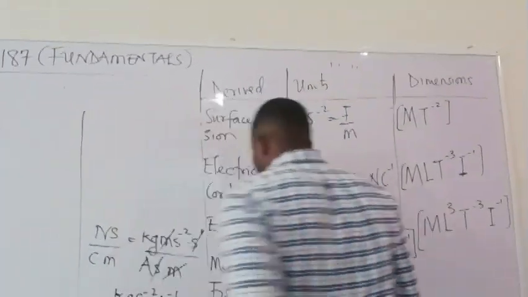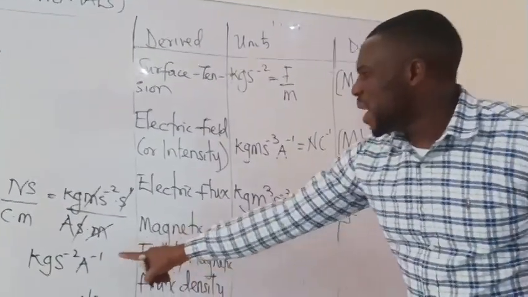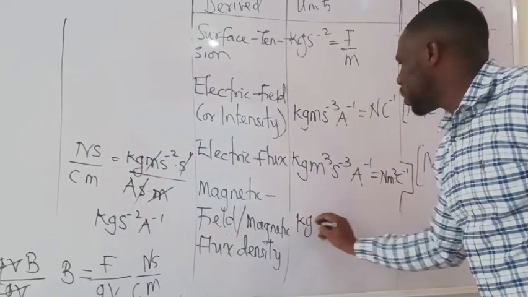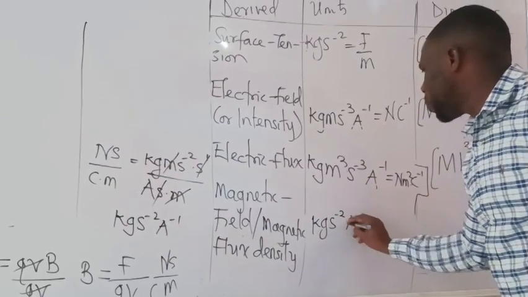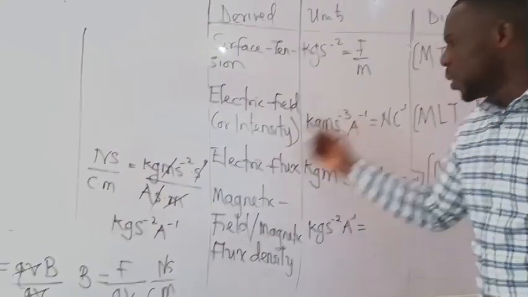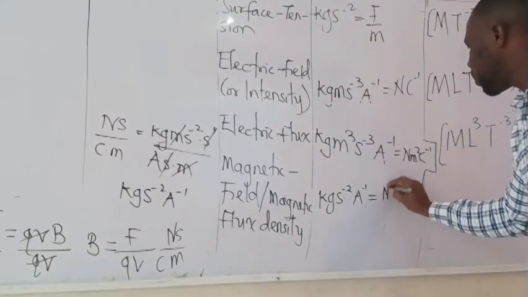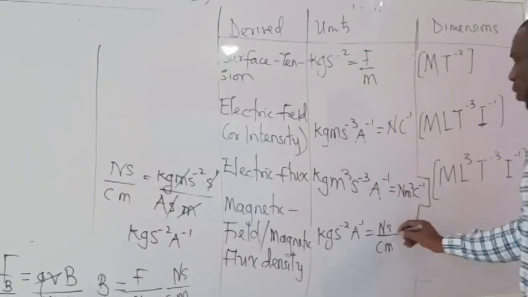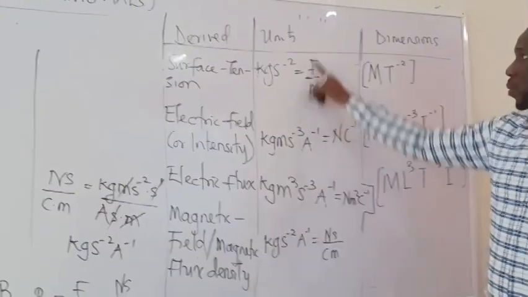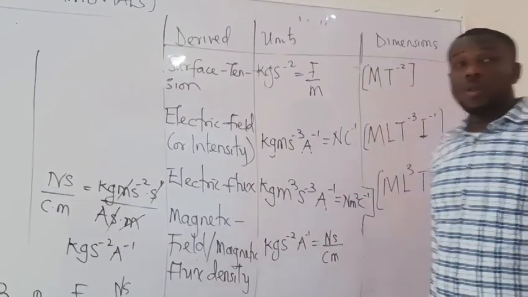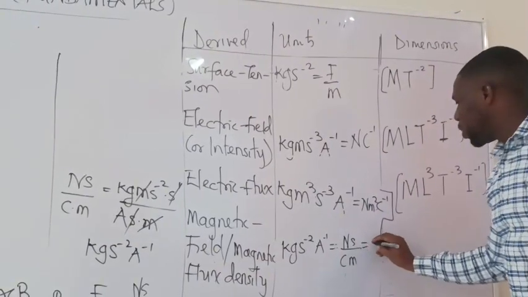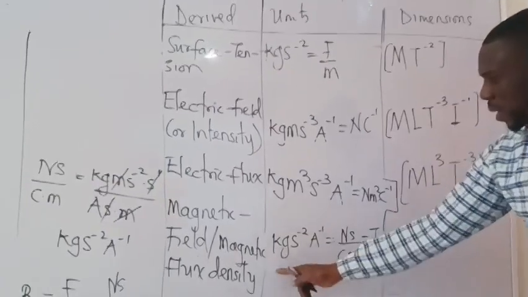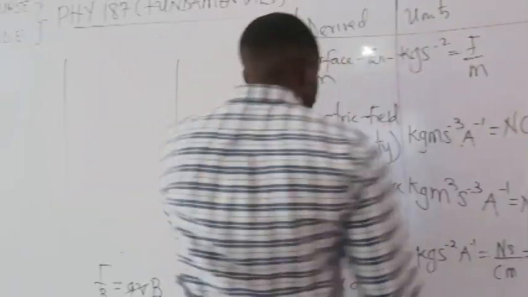So magnetic field or magnetic flux density, when expressed in its SI unit equivalent, is kilogram second raised to power minus 2 per ampere, or like we've seen here, it is Newton second per coulomb per meter. And of course, nobody uses any of this to represent the unit for magnetic field or flux density. Rather, we use the unit Tesla. So 1 Tesla would give you one of these unit equivalents.